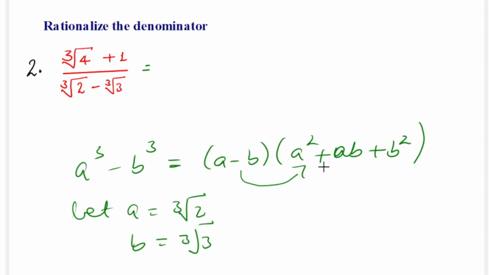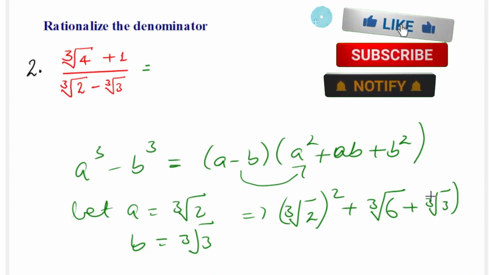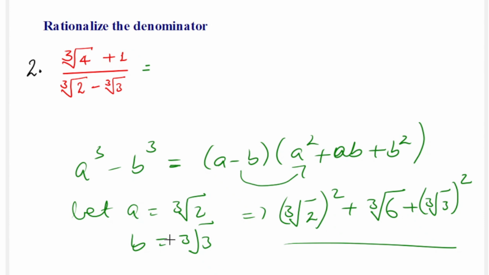So when we write in this form, cube root of 2 the whole square plus cube root of 2 times cube root of 3, it becomes cube root of 6, plus cube root of 3 the whole square. So we multiply the numerator and the denominator by this one.